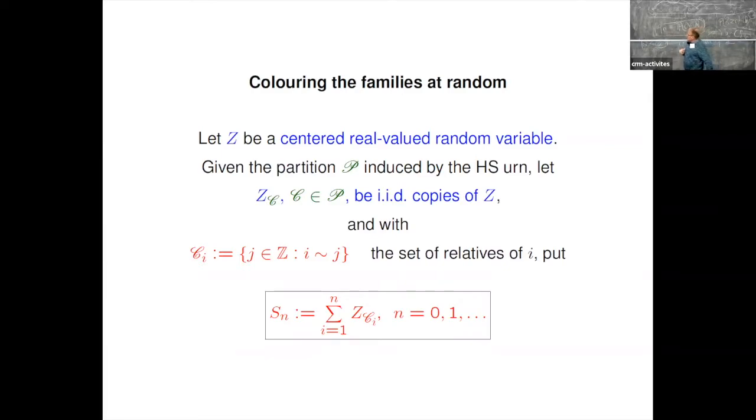And now we have our family Z. They are IID copies of this Z, indexed by partition elements, right? So every partition element gets its random color. And what we then do is we sum up the colors, think of plus minus 1, right? In between 0 and n, let n proceed and ask, in the spirit of Hammond and Sheffield, what do we see?